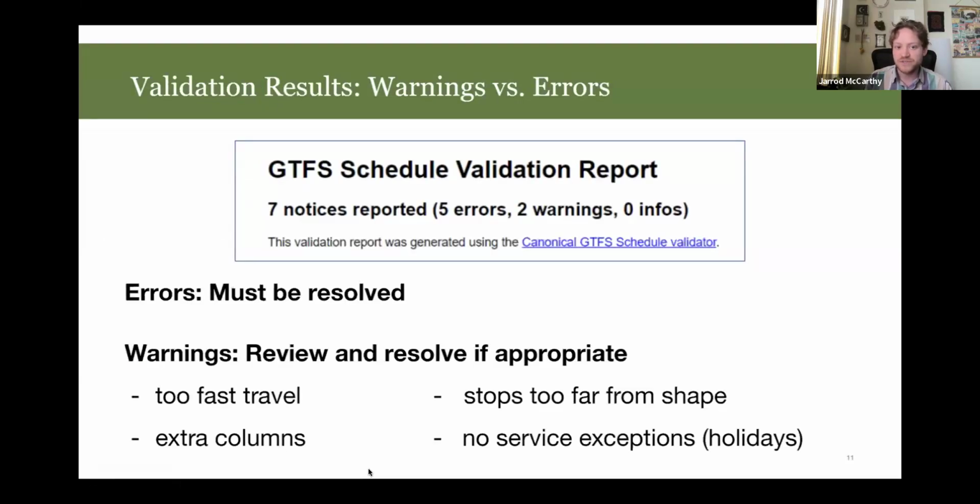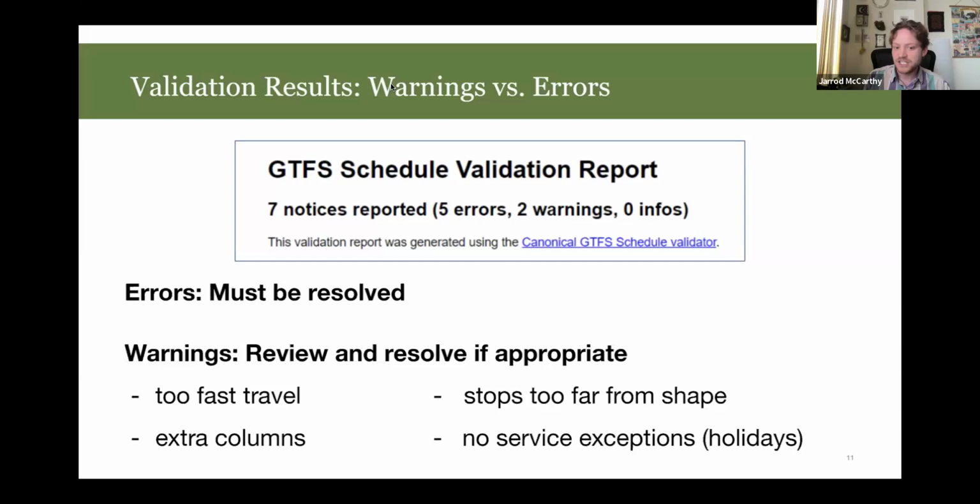This is what your validation results are going to look like. You're going to get the report in just a couple seconds. It'll give you the number of notices total, and then it'll give you the breakdown. So the degrees of severity. There were, in this example that Marcy generated, 5 errors, 2 warnings, and 0 infos.